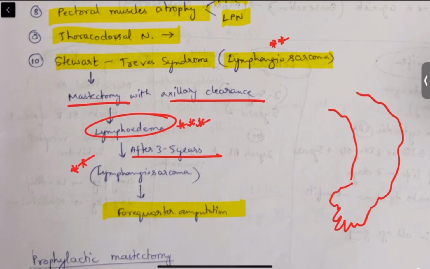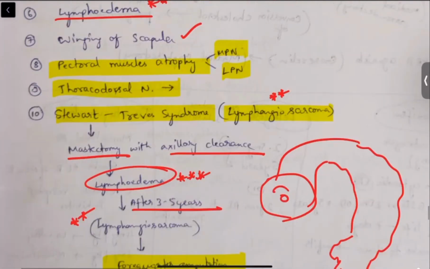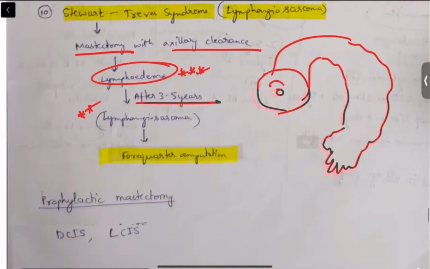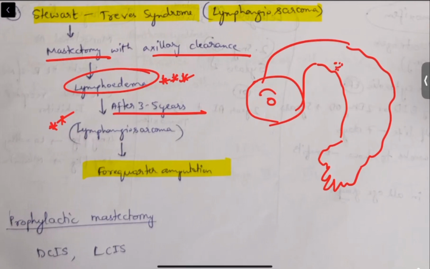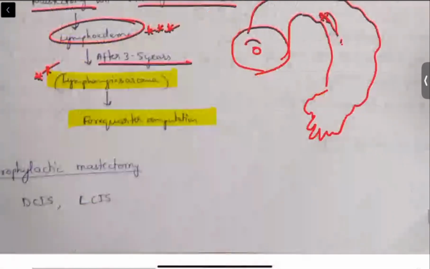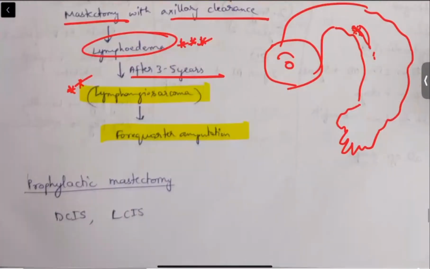Okay, so this is because of breast tumor. So when the patient has undergone mastectomy with axillary clearance, during that some lymph nodes might have got damaged, or basically we will remove all the lymph nodes. So whatever the lymph is there, that will be accumulating here, and that will lead to lymphedema. After that, it converts into a tumor. So that is lymphangiosarcoma, which is called as Stewart-Treves syndrome. Okay, because of this, again we will have to amputate the upper limb.